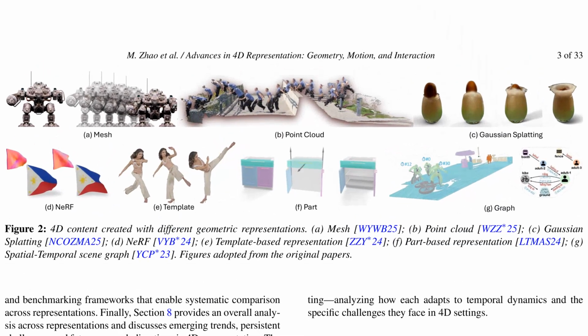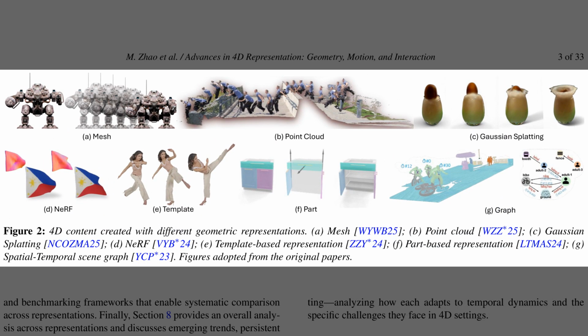So the previous figure sketched applications across geometry, motion, and interaction. Figure 2 contrasts 7 geometric representations for 4D content, spanning mesh, point cloud, Gaussian splatting, NeRF, template, part, and graph. Meshes deliver crisp surfaces and fast rendering, while point clouds tolerate topology changes. Gaussian splatting supports real-time differentiable rendering, and NeRF captures rich appearance but often flickers over time. Templates and parts add controllability for editing, and graphs encode relationships that matter for interaction.